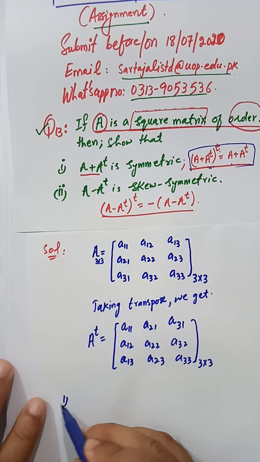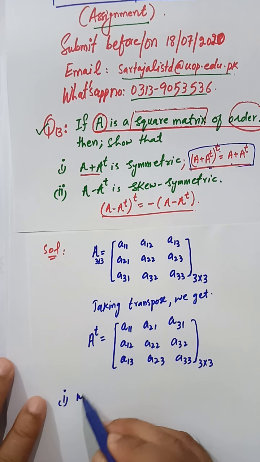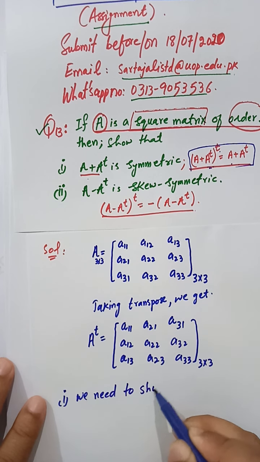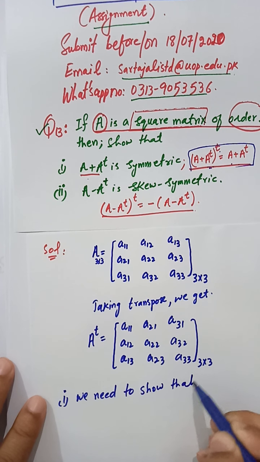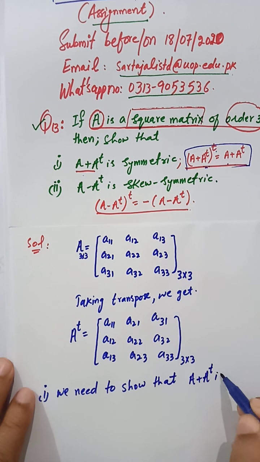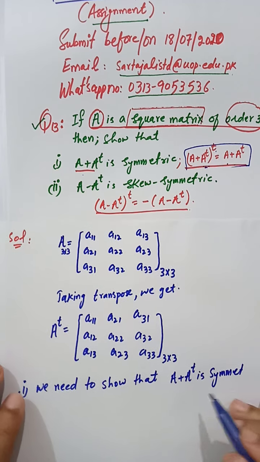So part number 1, we need to show that A plus A transpose is symmetric.